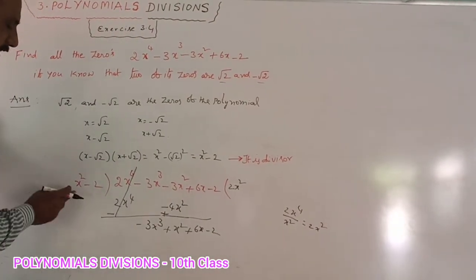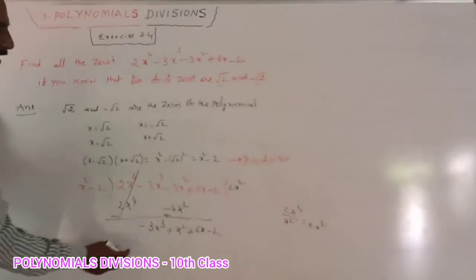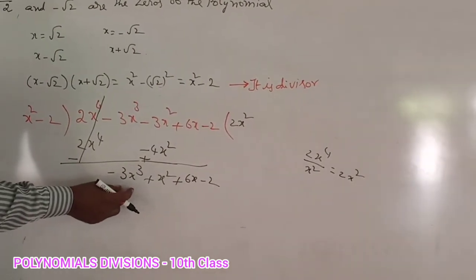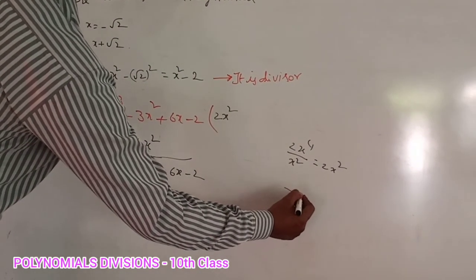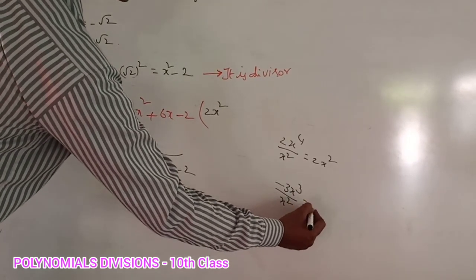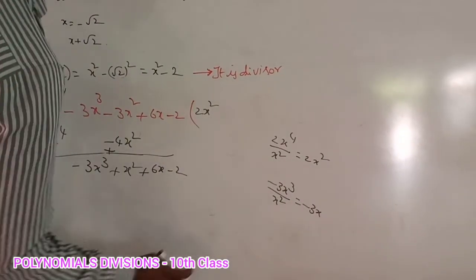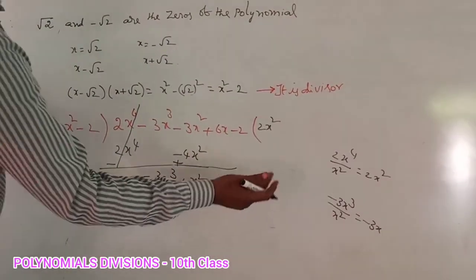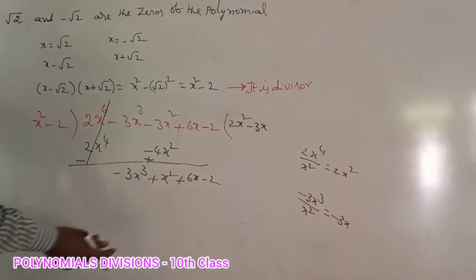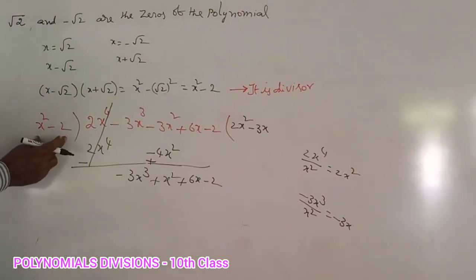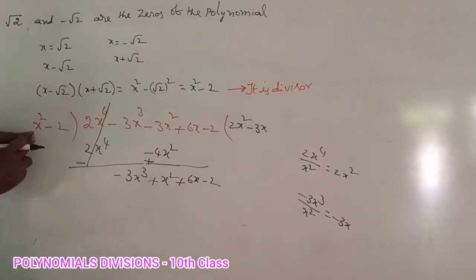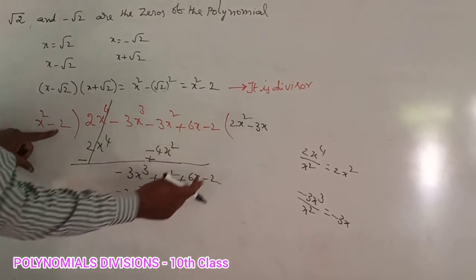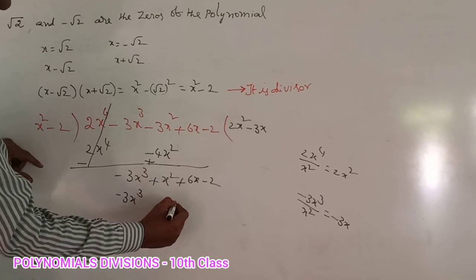Here the negative value. X square how many times goes into this value? Check once. Minus 3x cube by x square is minus 3x. X square times x, the remaining is minus 3. So here the symbol is also minus 3x. So minus 3x into the whole divisor. Minus 3x into x square is minus 3x cube. Minus into minus, plus 2 3 6, 6x plus 6x.